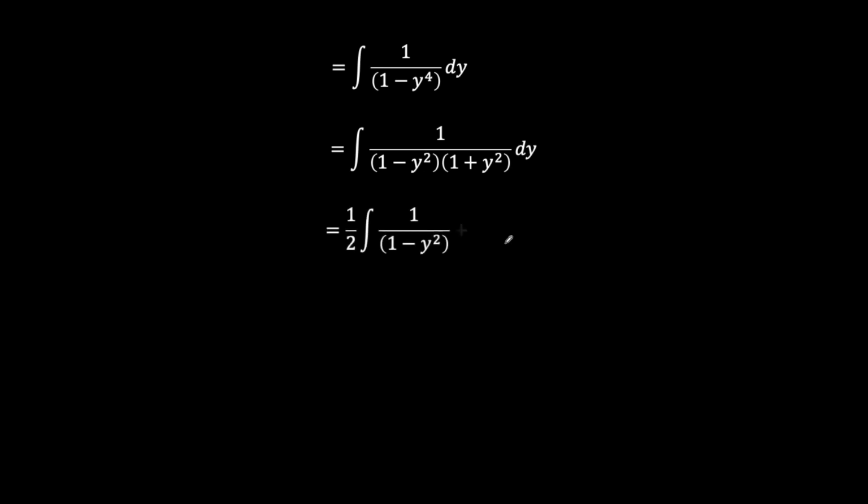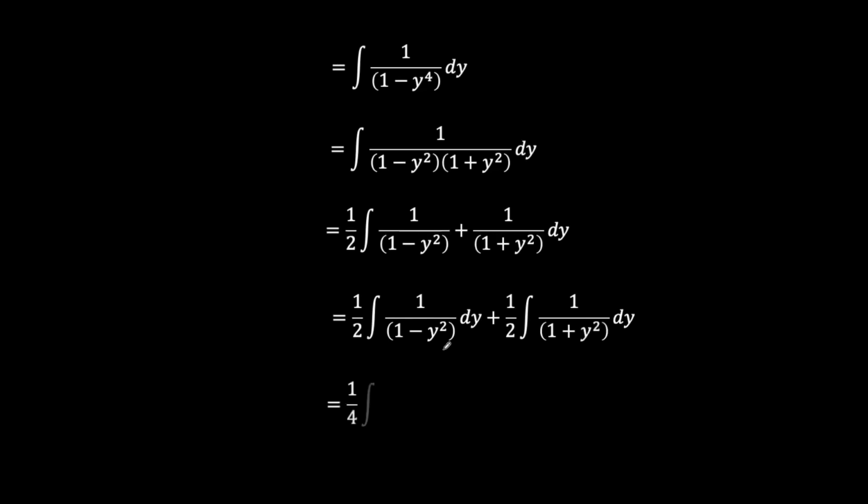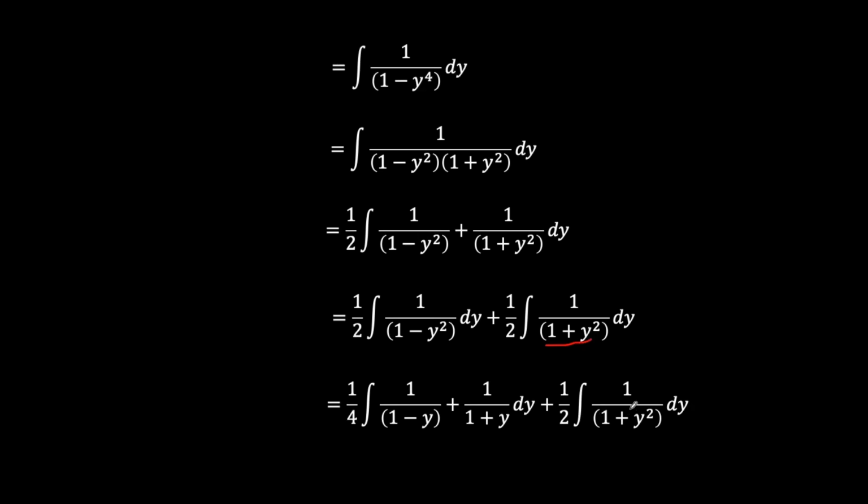So expressing that into partial fractions, we have half the integral of 1 over 1 minus y squared plus 1 over 1 plus y squared. And so we can split this first integral further, and the 1 over 1 minus y squared is the same as half of 1 over 1 minus y plus 1 over 1 plus y, and then that half times the half that was already there, this becomes a quarter, the integral of 1 over 1 minus y plus 1 over 1 plus y. And then this next integral remains half the integral of 1 over 1 plus y squared.